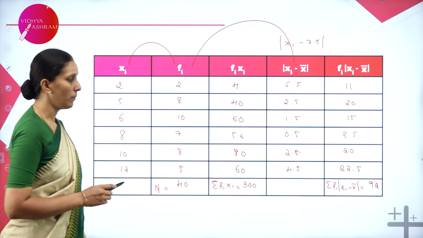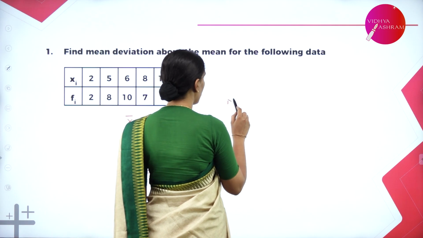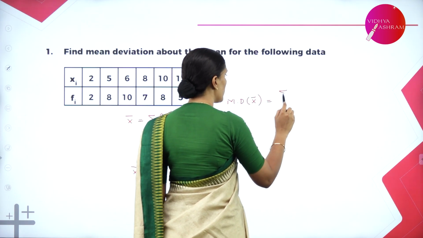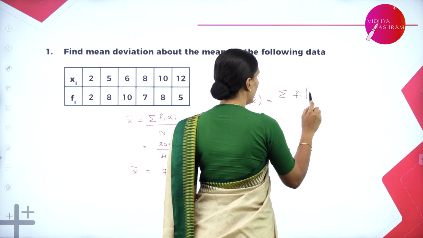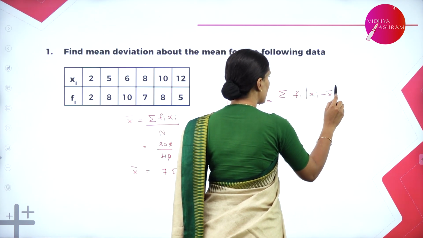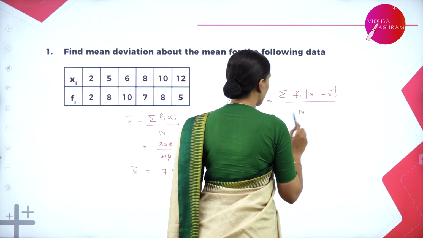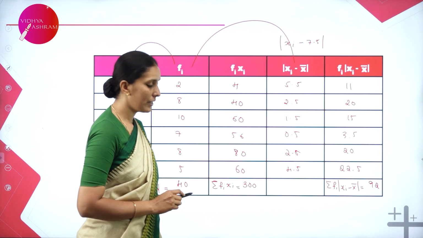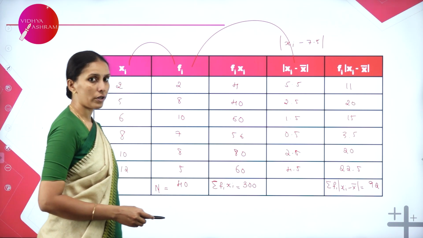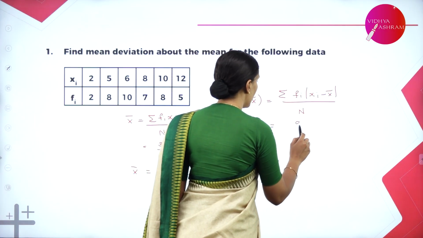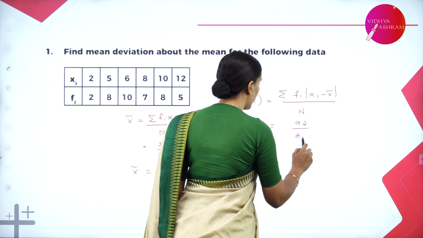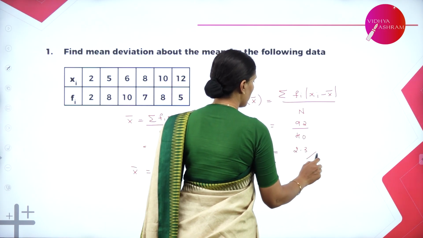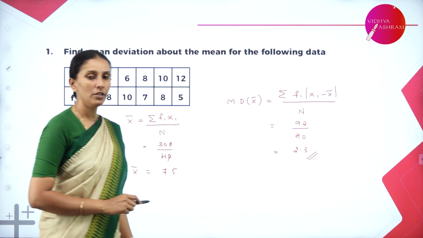Now according to the formula, mean deviation about mean is calculated using summation fi |xi minus x bar| whole divided by n. So we got summation fi |xi minus x bar| as 92 and the n value is 40. So we'll substitute here 92 divided by 40. Therefore the value is equal to 2.3. So this is the mean deviation value.